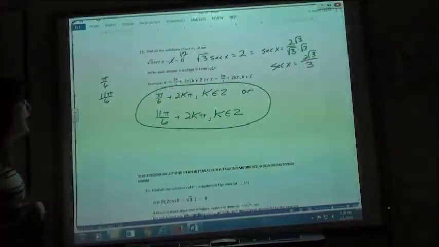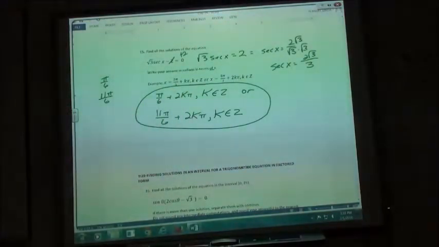So when those angles are not 180 degrees apart from each other, I'm going to use two answers with a period of 2 pi in order to get them all in there.